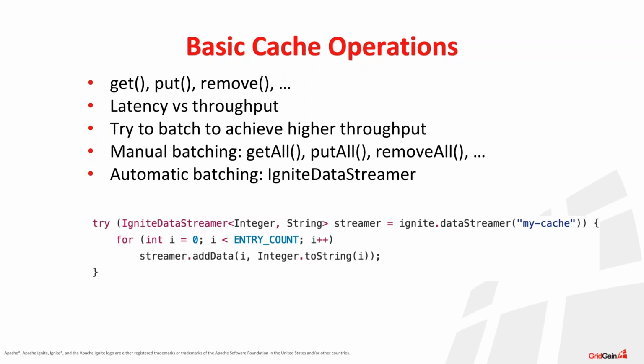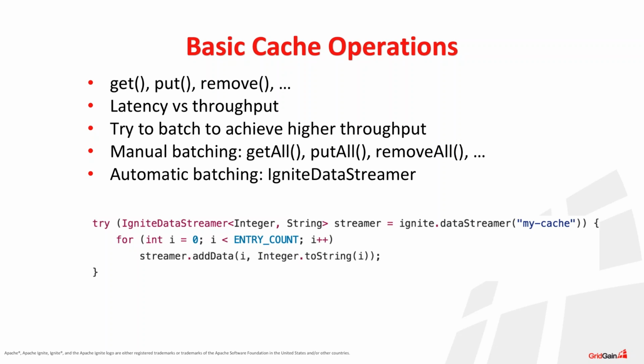But in addition to that, Ignite provides a very cool feature called Ignite Data Streamer, which gives you automatic batching. In the example at the bottom of the slide, you can see how the data streamer can be used. It's very simple. You create a data streamer using the Ignite API for a particular cache, providing the cache name. Then for each entry you want to save in this cache, you call the addData method. Note that this addData method is actually asynchronous.